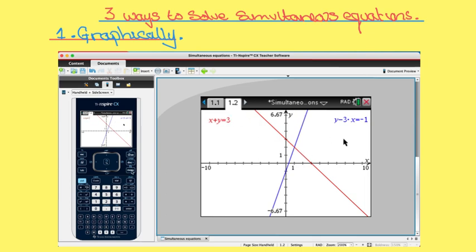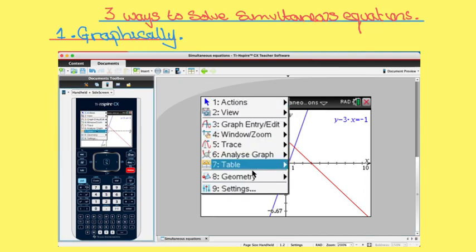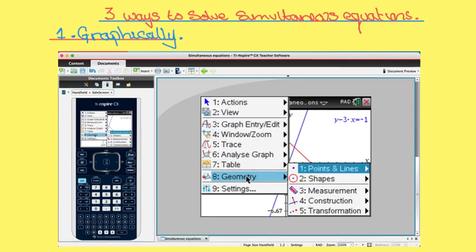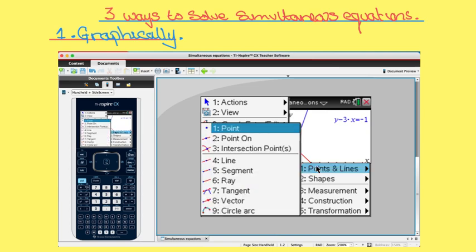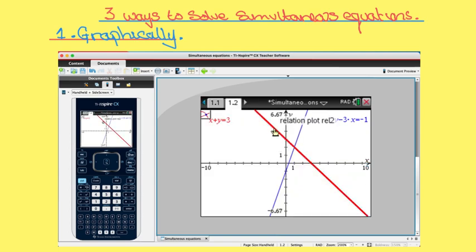To do this, press Menu, Geometry, Points and Lines, Intersection Points. Now press and touch your first graph, then go to your second graph, and any points of intersection will appear. So the solutions to our simultaneous equations are x equals 1, y equals 2.